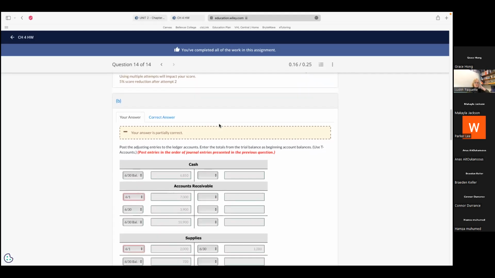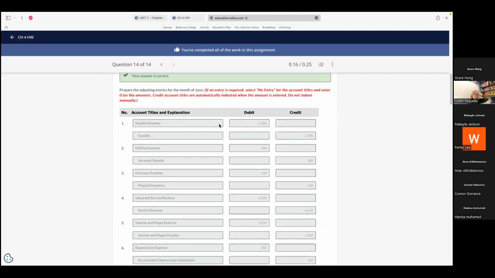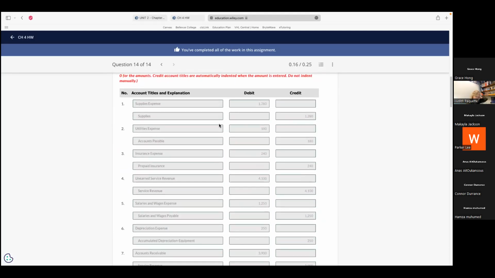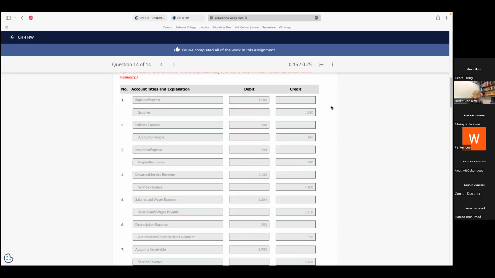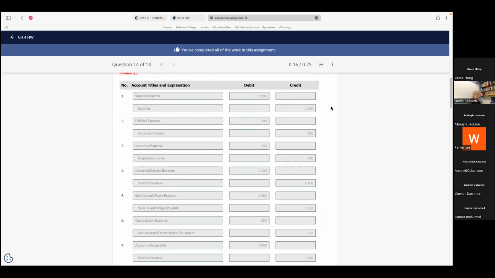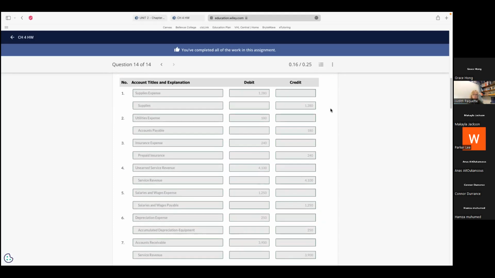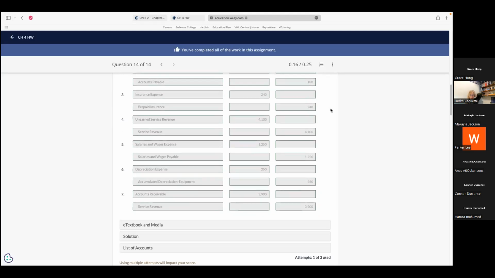So then let's go look at your journal entries, and you got those right, correct? Yeah. So it was supplies expense, supplies, 1280, got it. And utilities expense, accounts payable, insurance expense, prepaid insurance, unearned service revenue, salary and wage expense, salary and wages payable, depreciation expense, accumulated depreciation, and accounts receivable, service revenue. Great. Okay. So those are the 7 journal entries that are in chapter 4.